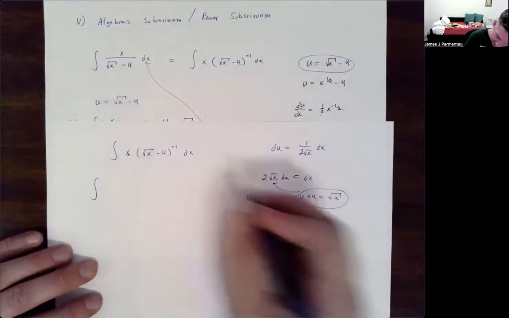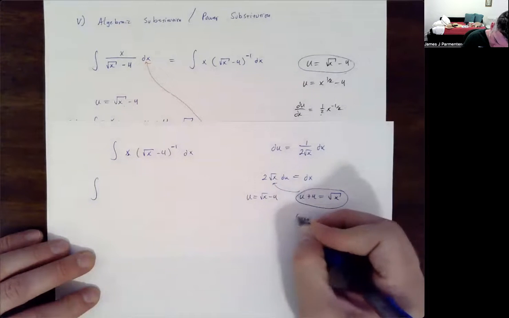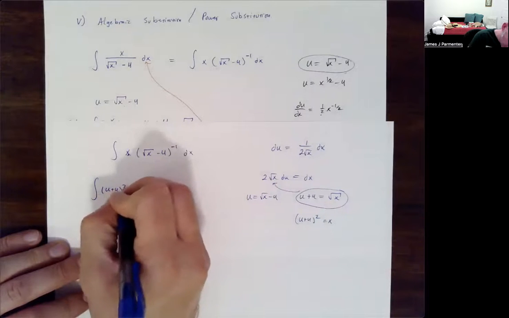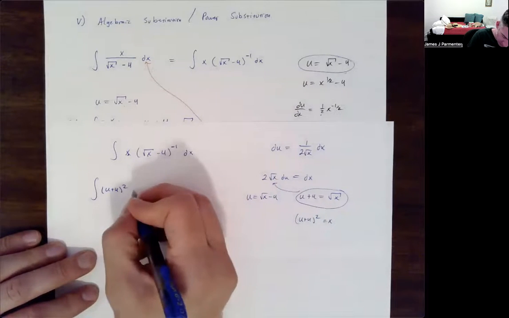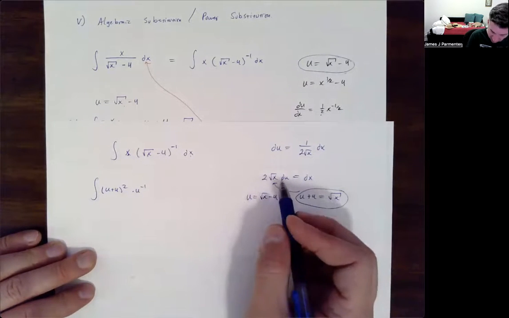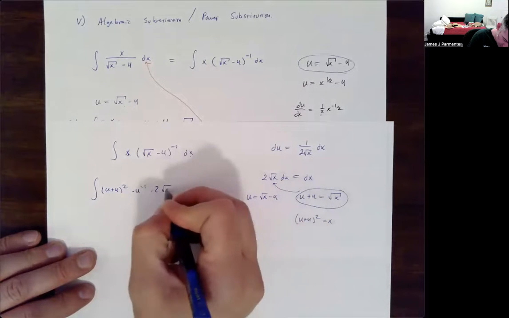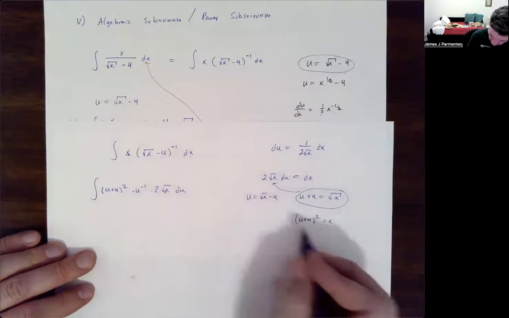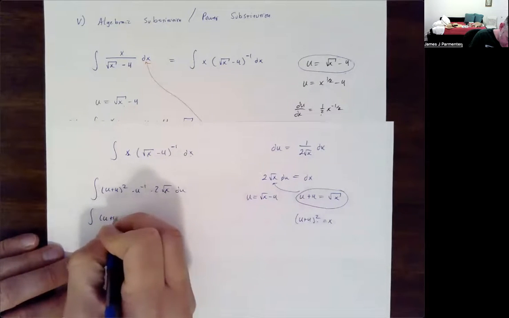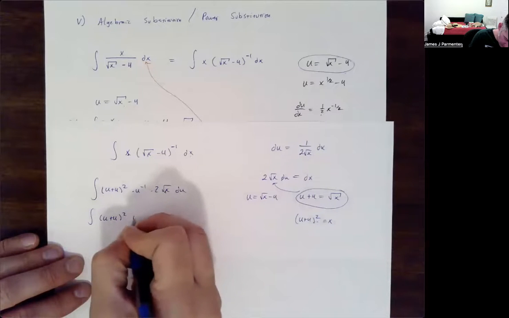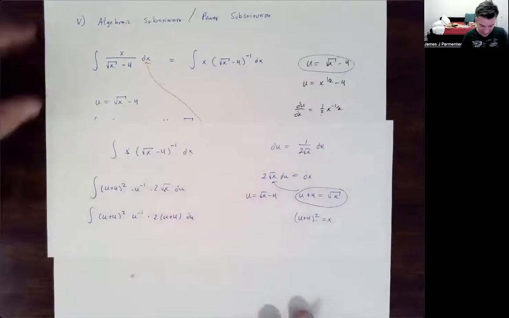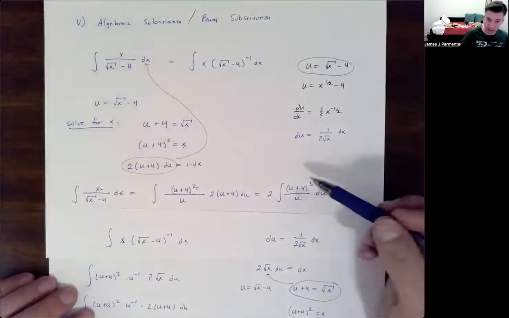You say, well, x is still going to be u plus 4 squared. And then square root of x minus 4 is u to the negative 1. And my dx is, well, dx was 2 times the square root of x du. But then the square root of x is equal to u plus 4 right there. So I end up with the integral of u plus 4 squared times u to the negative 1 times 2 times u plus 4 du, which is really exactly the same as this right here.